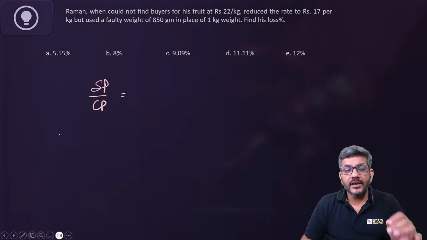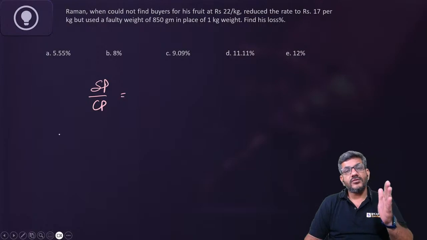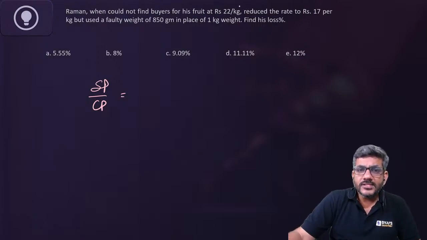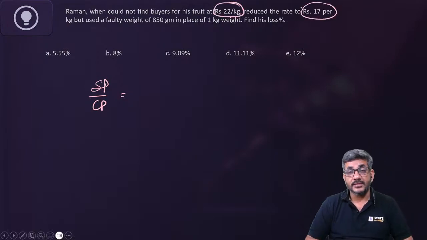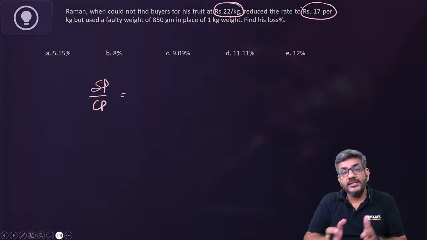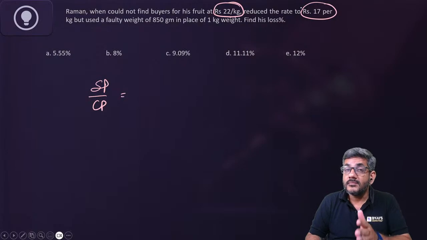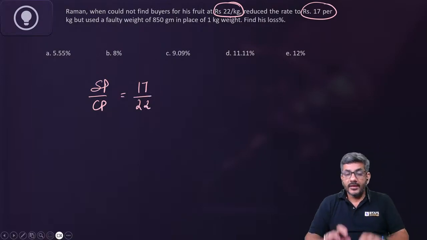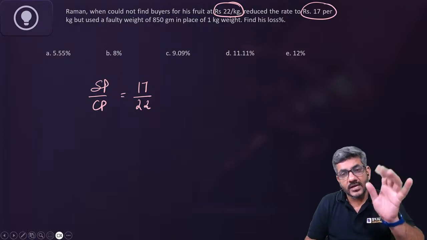Keep one thing in mind. If it's a case of loss, SP by CP is less than 1. If it's a case of profit, SP by CP is greater than 1. How do we use that? Something worth 22 per kg, he starts selling for 17 per kg. 22 का item he is selling in 17. He is making a loss by this. Loss means less than 1. Less than 1 means smaller number in the numerator, larger in the denominator. If it's a loss, write the smaller number above. If it's a profit, write the larger number above.